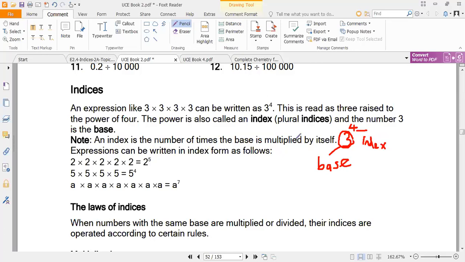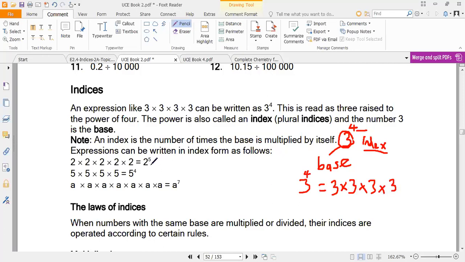Basically, the name indices comes from the word index, which is the power. An index, or a power of any number, represents the number of times that number is multiplied. So for example, if you have 3 to the power of 4, the index 4 means that you multiply 3 four times. It will be 3 times 3 times 3 times 3.